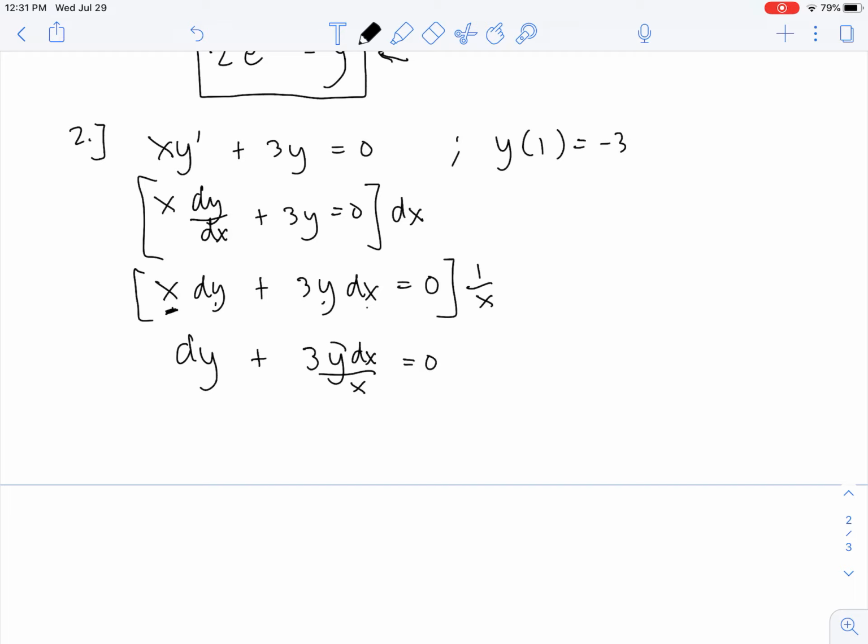Next is, since na po may y dira, ito nang hawaon by multiplying both sides to the reciprocal of y, which is 1 over y. This is just dy over y plus 3dx over x is equals to 0. Okay, so since the variables are now separated and then paired with its corresponding differential, we can now integrate all the terms in this equation.